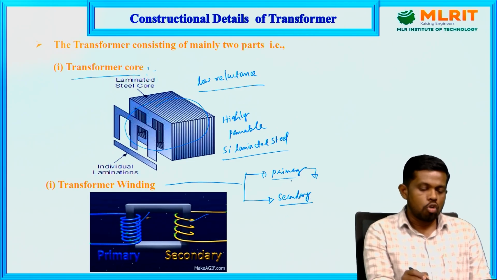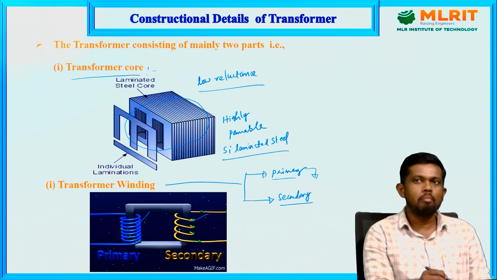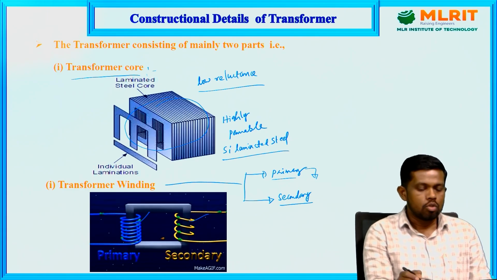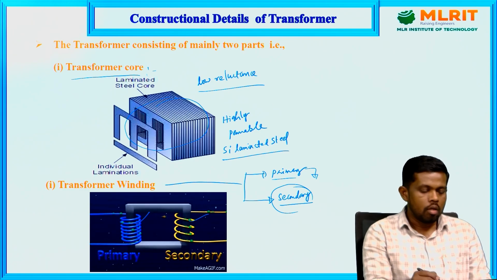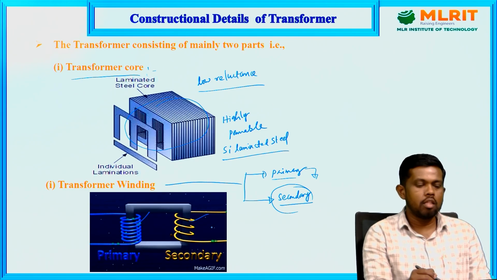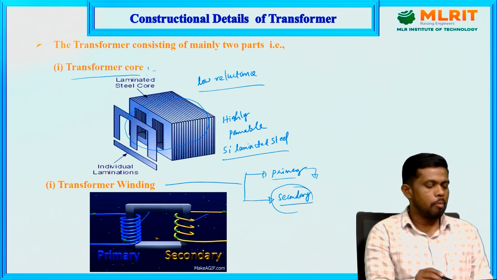The conclusion of these two: if any set of turns takes the power supply as an input, that is the primary. The alternate one is the secondary. Whichever set of coils supplies the power to the load is called the secondary winding. When we connect the power supply to a coil, that's called primary. The coil that gives energy or power to the load is called secondary. So this is about the transformer winding.